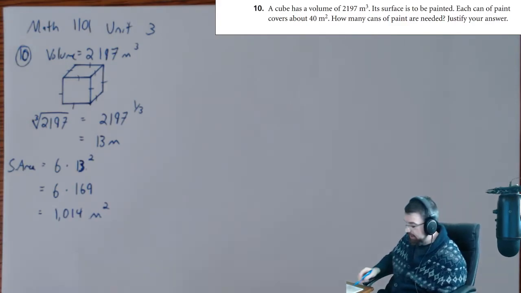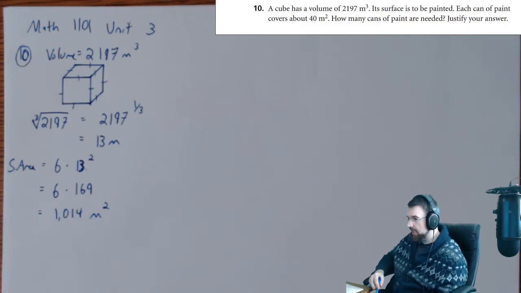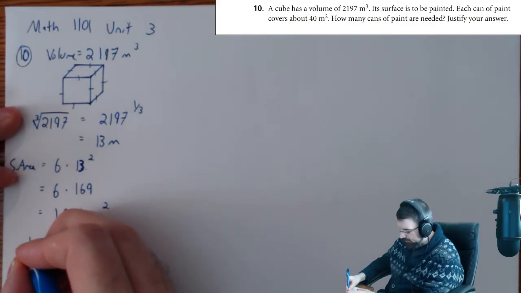Now, we know that each can of paint covers 40. So, if there's 1,000 and change square meters to paint, each can covers 40, you're going to need, I believe the proper term is a shitload.